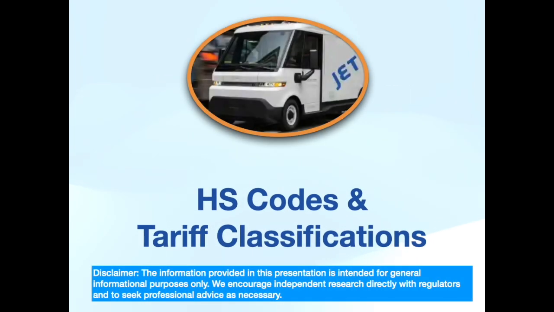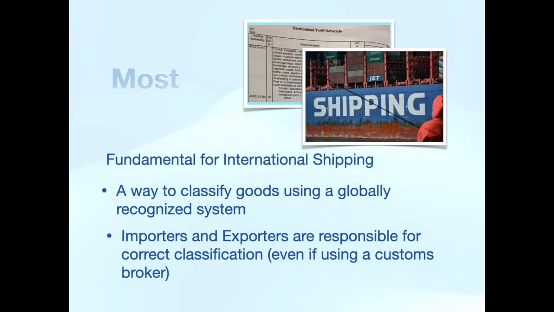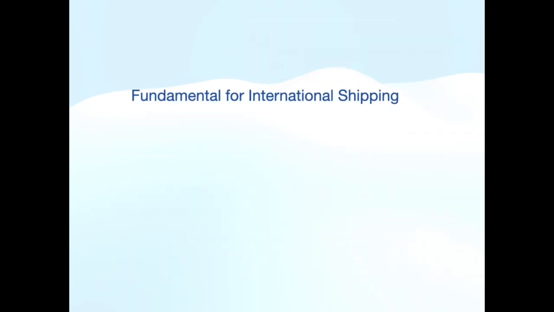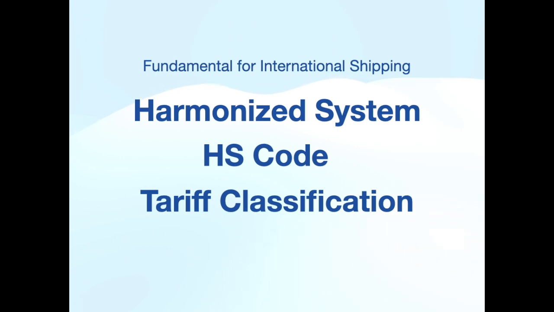Understanding the basics of harmonized codes is fundamental for everyone importing and exporting goods. In fact, it's one of the most fundamental yet often overlooked aspects of cross-border transactions. Even when using a customs broker, importers and exporters themselves have the ultimate responsibility for correct HS classification. Note that we use the terms Harmonized Code, HS Code, and Tariff classifications interchangeably. They all refer to the system for classifying goods for export and import.